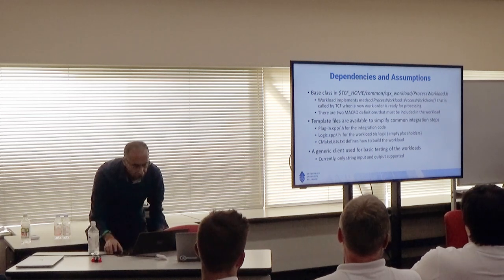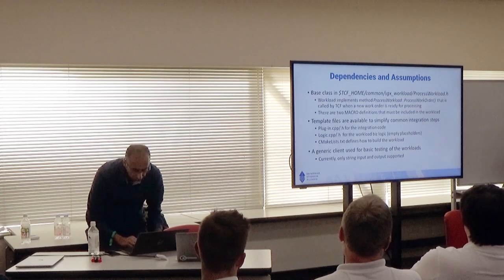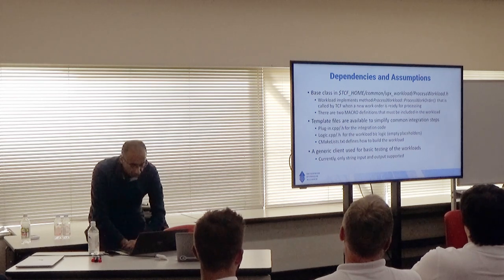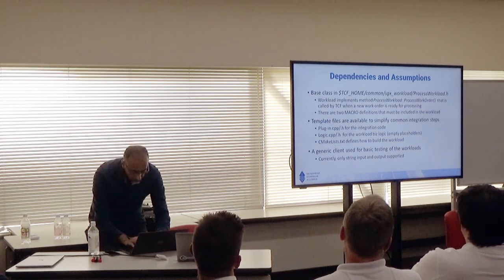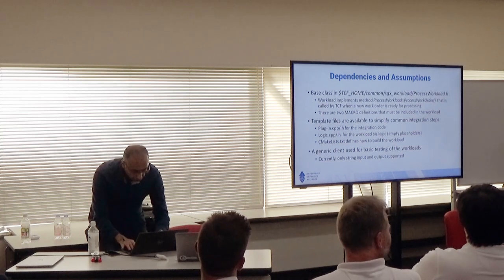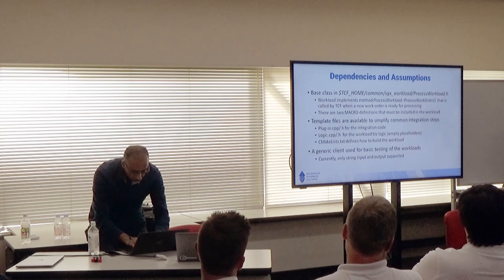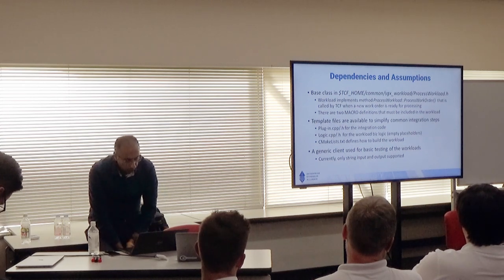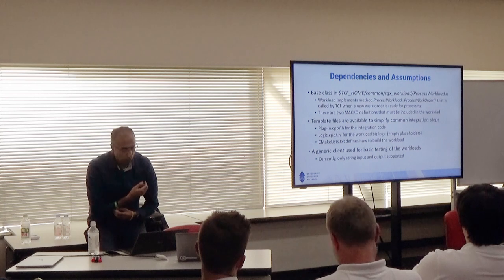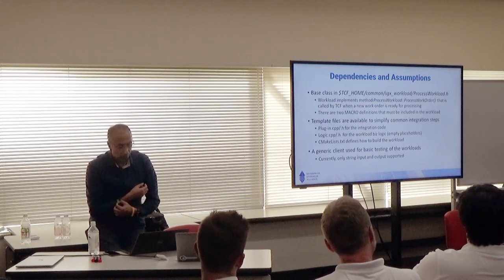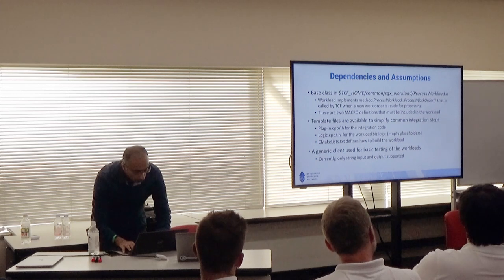So there are a couple dependencies that we should be aware of. Each workload has to inherit from the class process workload, and it has to implement one virtual function, and it needs to include a couple macros, and we'll talk about the details of that. We provide a number of templates that include pretty much the whole boilerplate code, so you don't really need to write it yourself. And finally, in order to start your development, you don't need to develop your client immediately. You can use a generic client provided with the framework to test your application. Next slide.